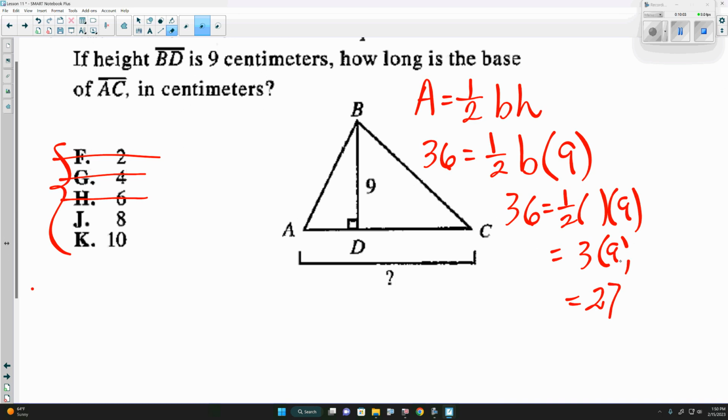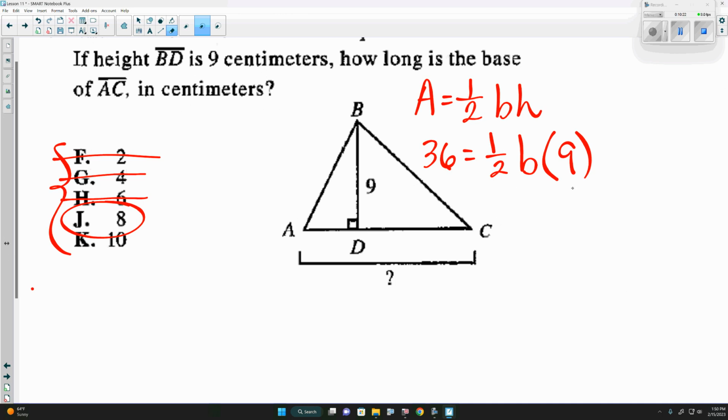8. Because half of 8 is 4 times 9 is 36. So the correct answer is J. Now if we did work this out, 1/2 times 9 is 9/2 or 4.5.